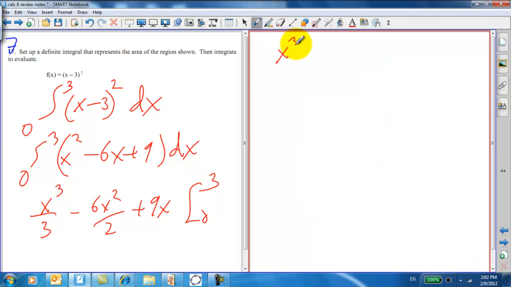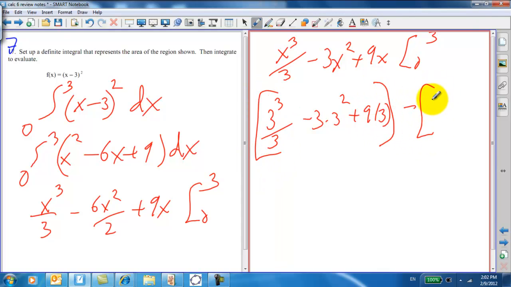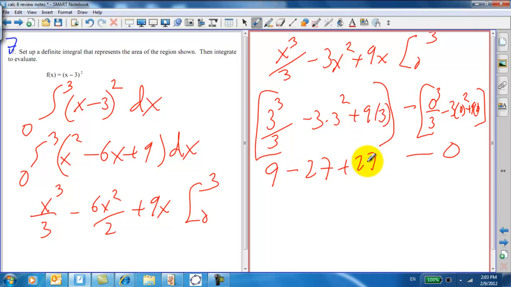So that's x cubed over 3 minus 3x squared plus 9x evaluated from 0 to 3. So we're going to put 3 in: 3 cubed over 3 minus 3 times 3 squared plus 9 times 3. And from all that we subtract off what we get when we put 0 in. And that's just going to give us nothing because we have no constant terms. So that's all 0. This will be 9 minus 27 plus 27. And we get 9. Well, sure enough, we get 9.